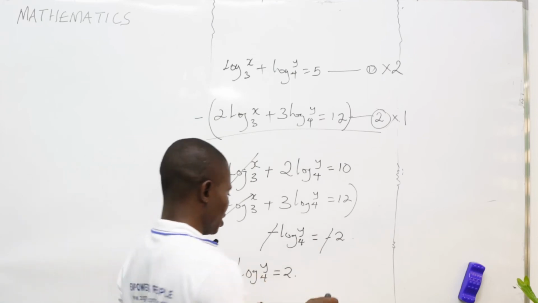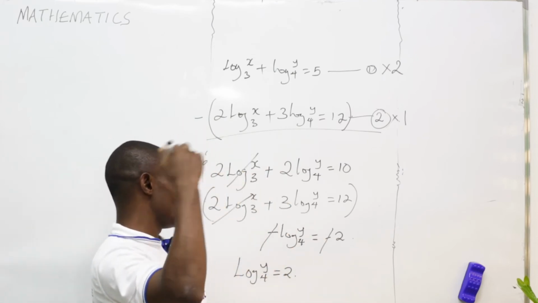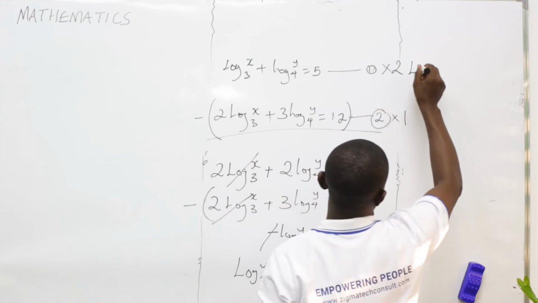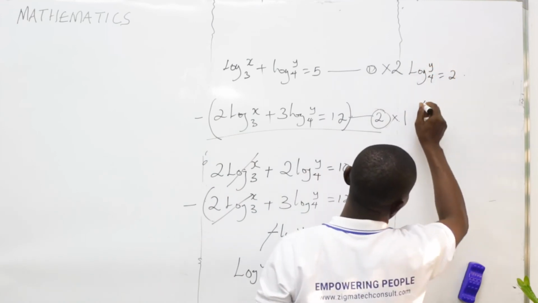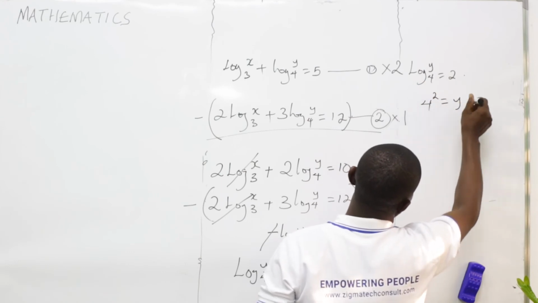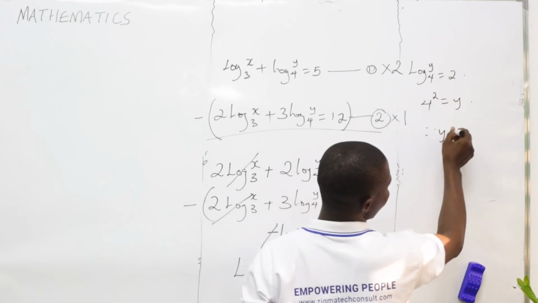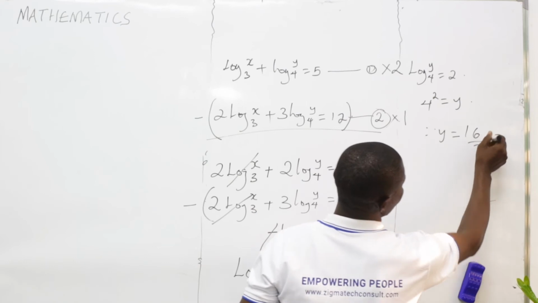So next, recall what we have been doing all this while: log y base 4 being equal to 2 means 4 power 2 equals y. Therefore, the value of y equals 16.